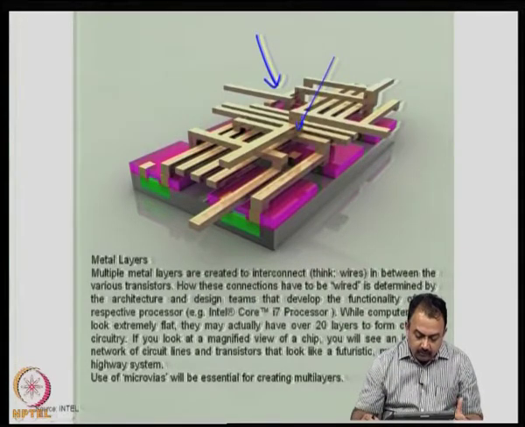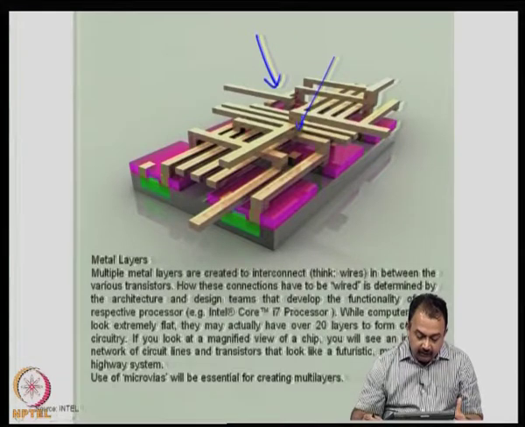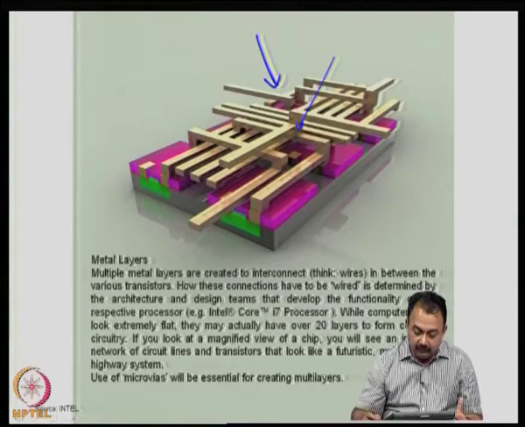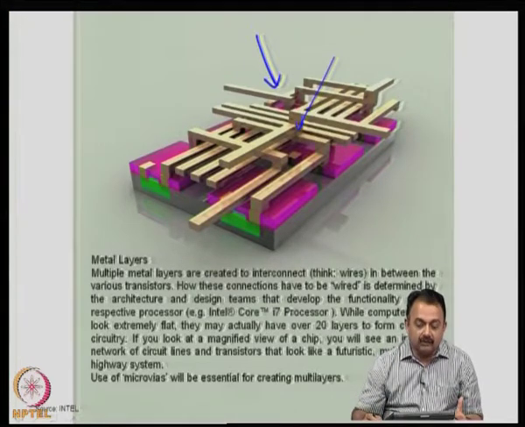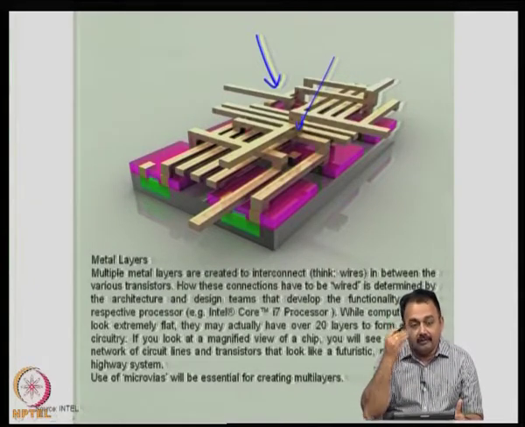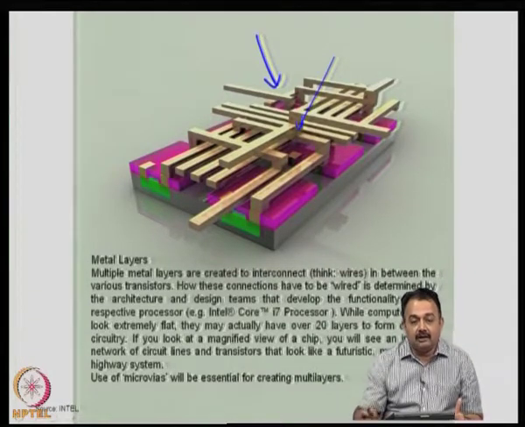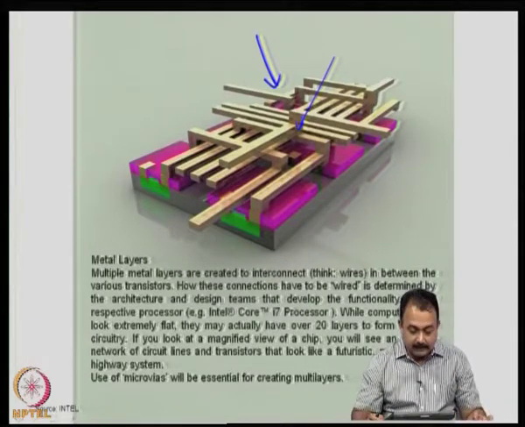Now, there may be 8, 10, 20 layers of interconnect layers in very complex systems, and if you look at a magnified view of a chip, you will see an intricate network of circuit lines and transistors that look like a multi-layer building. Like a Manhattan skyline or a Manhattan building, you can see the various interconnect structures, tall and of very fine thicknesses. So, the use of micro via structures, or vias, is very essential to interconnect.